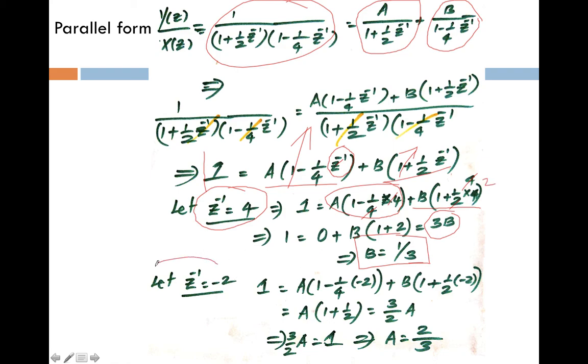Similarly, when you substitute z = -2 in this equation, the second term will become 0, and you will get only the first term, that is A into (1 - 1/4 into -2). Multiplying minus and minus gives plus, so you will get A into (1 + 1/2), that is 3/2 into A, equal to 1. So 3/2 A = 1, and when you equate, you will get A = 2/3.